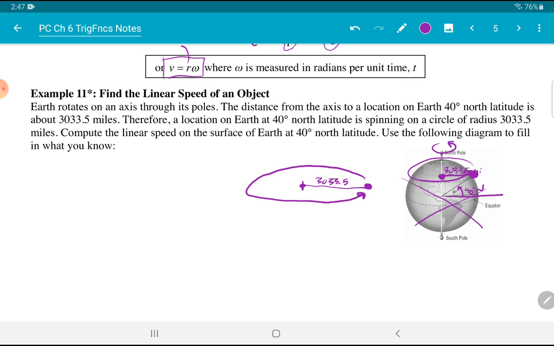Okay, so that's what we're dealing with here. And what we want to find out is we're computing the linear speed. So how fast is someone on Earth going at this point? At 40 degrees north, how fast is this person going? If you think about how a person is spinning around the Earth, it's going to take them this long to actually get back to the same location. And hopefully what you're thinking right now is, oh, that's basically like finding the circumference of a circle. So circumference, we know that's equal to 2 pi r, and the radius in this case being 3,033.5 miles.